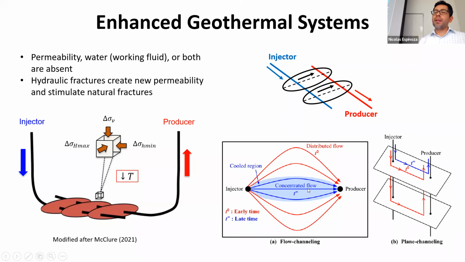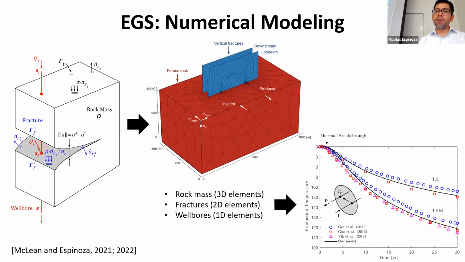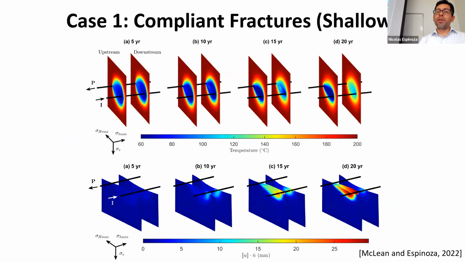That's the plane channeling. And actually, let me go straight into the results, because these figures that Matt prepared, I think, are very good for explaining what's going on over here. All right, so here what we have is a two-fracture system. And we're going from left to right as a function of time from 0 to 20 years. And in this case, we're modeling the case of compliant fractures.